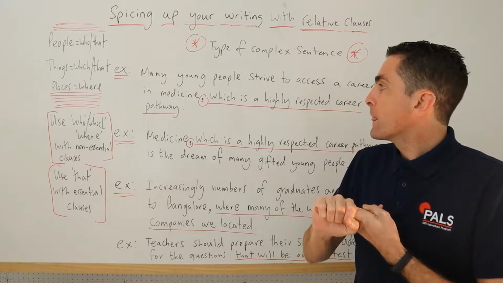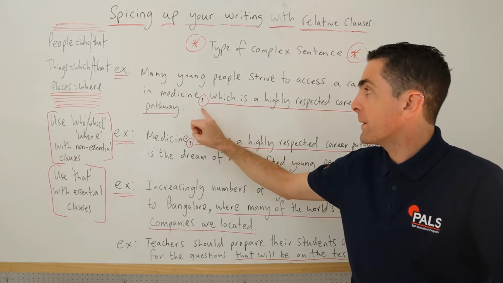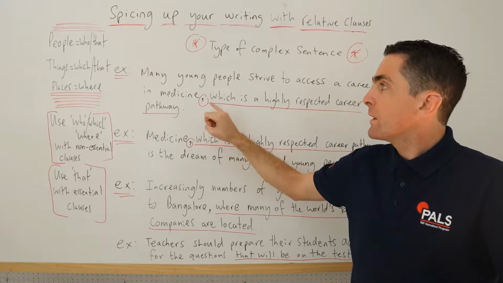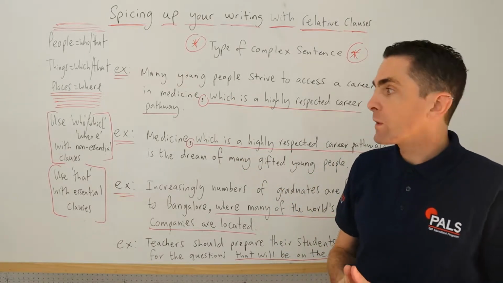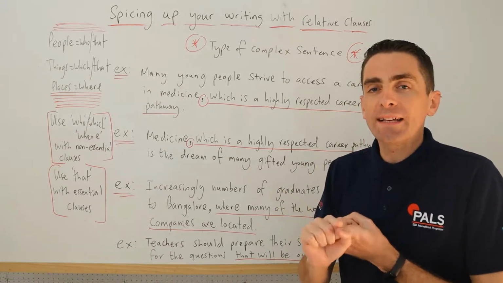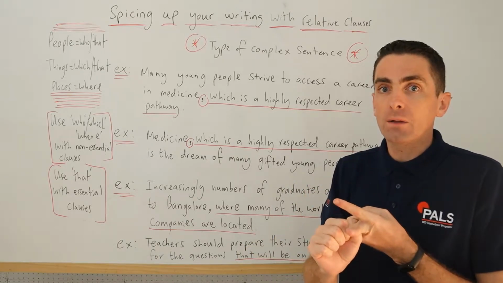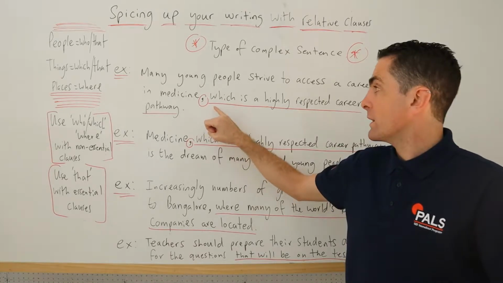Okay. Another thing to notice is the comma here. There's a comma after medicine. Now, this is quite important. There are two different types of relative clause. The first type are called non-essential relative clauses. The other type are called essential relative clauses. This is a non-essential relative clause.